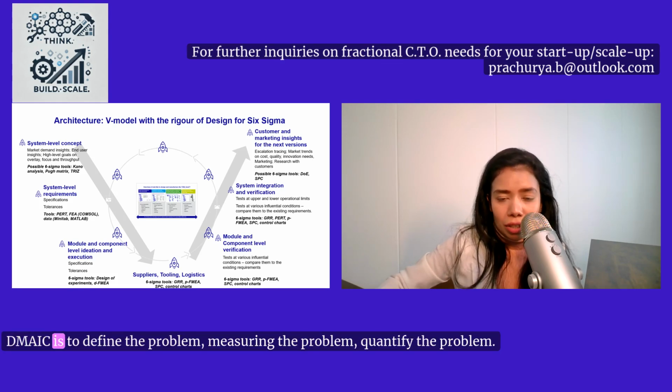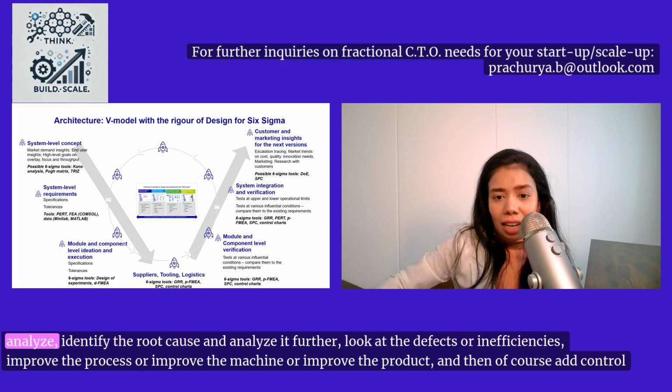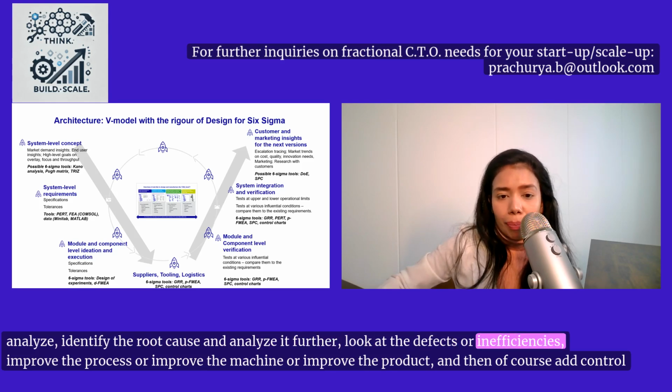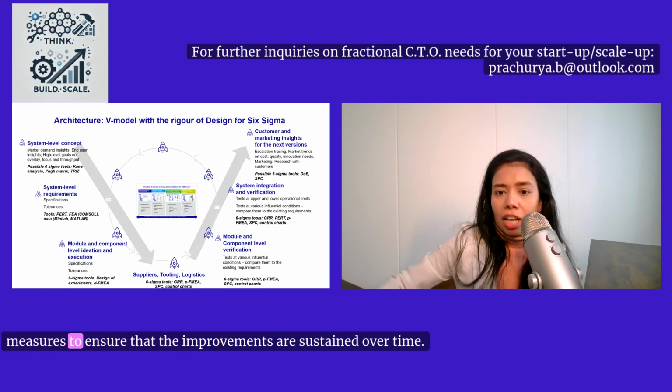DMAIC is to define the problem, measure the problem, quantify the problem, analyze, identify the root cause and analyze it further, look at the defects or inefficiencies. Improve the process or improve the machine or improve the product. And then, of course, add control measures to ensure that the improvements are sustained over time.